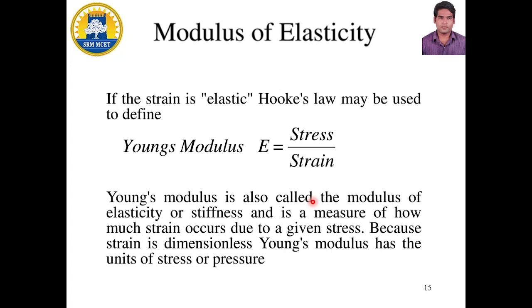So based on this, we can establish some basic laws. If the strain is elastic, under the elastic limit, then there is a law governing the strength of a material known as Hooke's law. Hooke's law introduces a specific constant in order to relate the stress and strain. That constant is the Young's modulus. Young's modulus is the ratio of the applied stress and the resulting strain. Young's modulus is also called the modulus of elasticity, or it is a measure of the stiffness of a body.